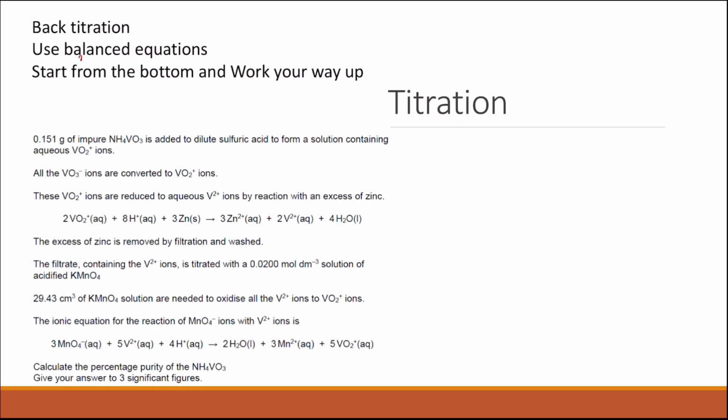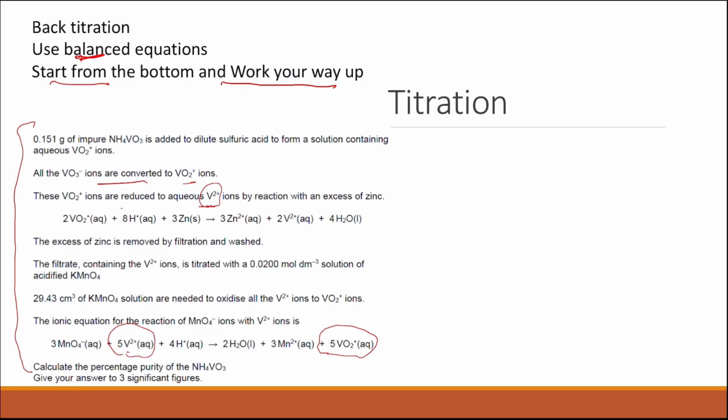Remember to use the balanced equation, and remember for your calculation, start from the bottom and work your way up. Like this question, for example, from last year's exam. There are several steps where they first reduce the vanadium VO3 minus to convert it to VO2 plus ions. All of them are converted to VO2 plus ions, and then they are reduced to vanadium 2 plus with excess zinc, and then back again, they have been oxidized from vanadium 2 plus to VO2 plus using potassium permanganate.